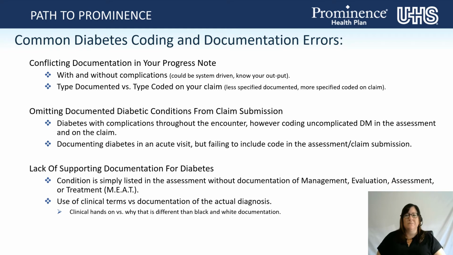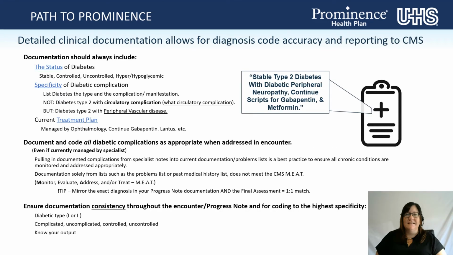The condition is just simply listed in the assessment without documentation of the MEAT: monitoring, evaluating, addressing, or treating. And then use of clinical terms versus documentation of the actual diagnosis. So for example, maybe documentation in the progress note talks about low blood sugar, when indeed it should specify a diagnosis with the status of that diagnosis and the plan for that diagnosis. Detailed clinical documentation allows for diagnosis code accuracy and reporting to CMS.